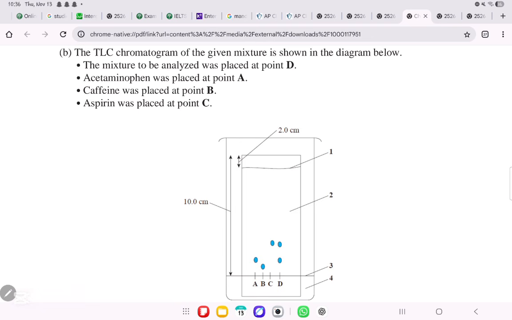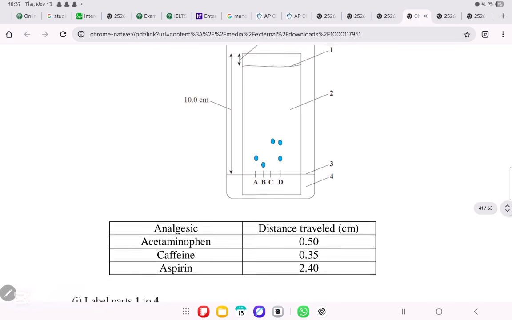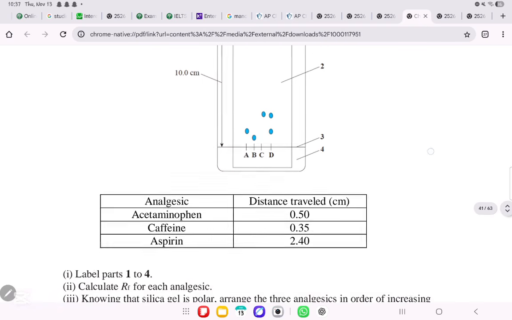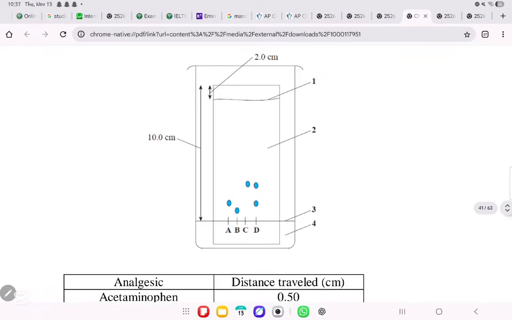What does it say? It says the TLC chromatogram of the given mixture is shown in the diagram below. The mixture to be analyzed was placed at point D. Acetaminophen was placed at point A. Caffeine was placed at point B. Aspirin was placed at point C. Now, they told us to label parts 1, 2, 3, 4.